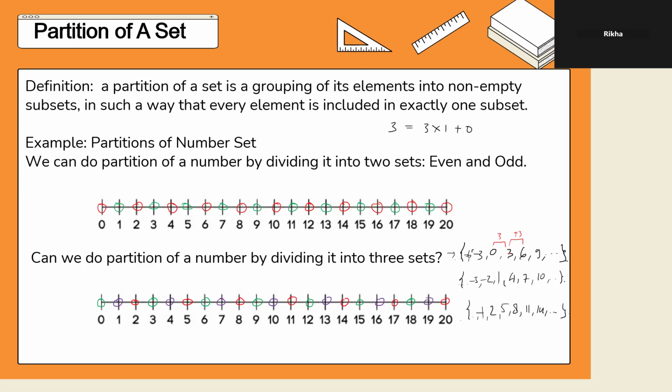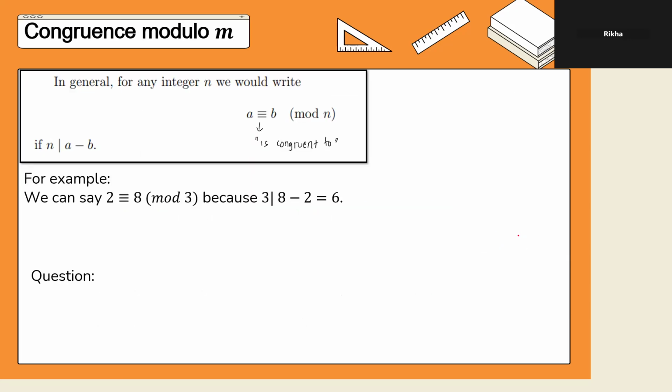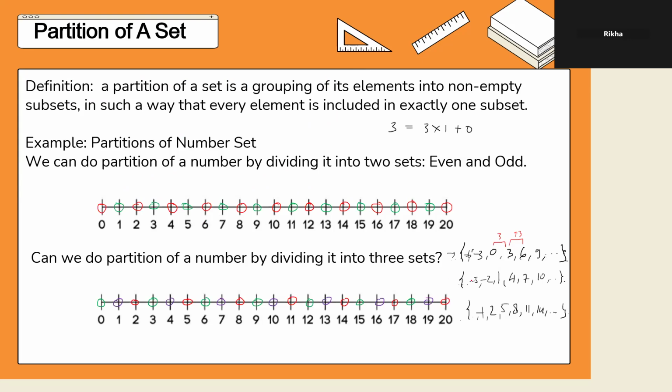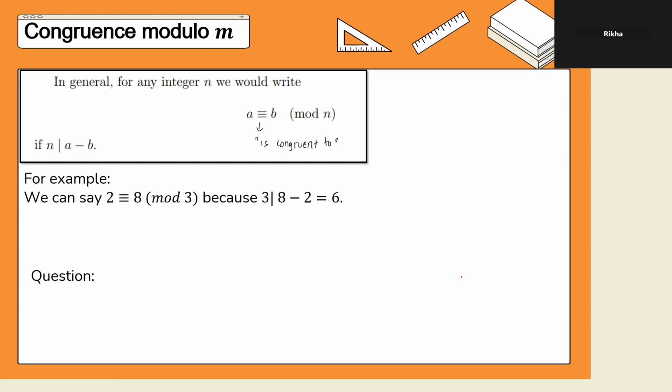So any numbers that belong to the same set are congruent. Okay. And we define congruent like this. So let's say we can say 2 is congruent to 8 modulo 3 because 8 minus 2 is 6, and 3 divides 6. So we can say that. 2 and 8 are on the same set when we do partitions of integers into 3 different sets.